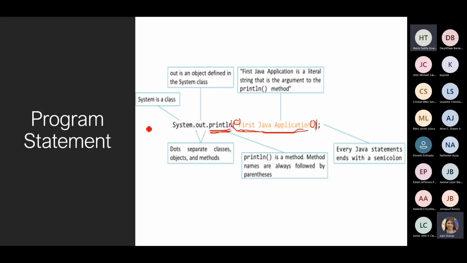Now for the out here, in this statement, it is an object defined in the system class that refers to the standard output device, usually the monitor. So, ito yung nagsasabi ng standard output device, yung out na to. Okay, so it is defined in the system class. So ito yung example ng program statement na meron tayo.